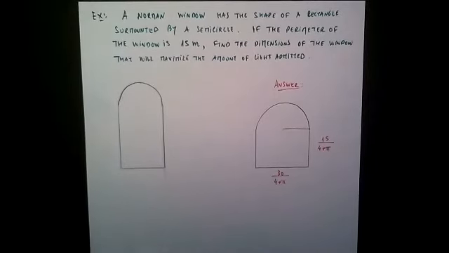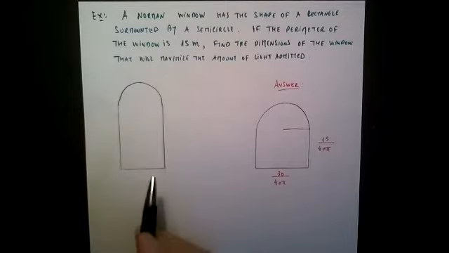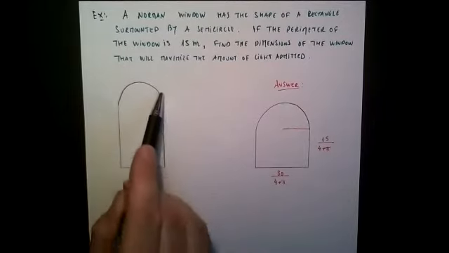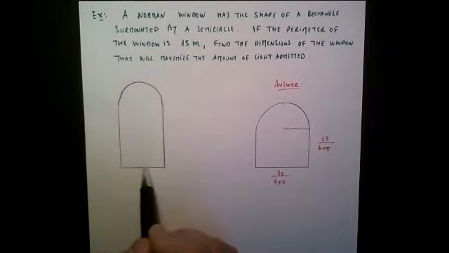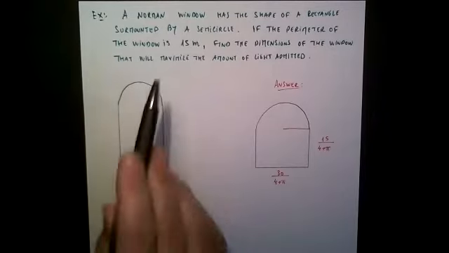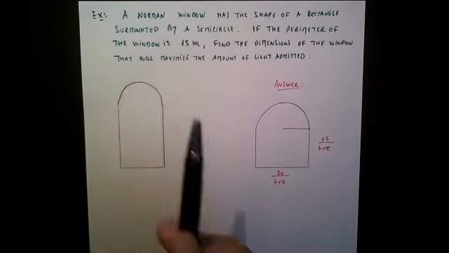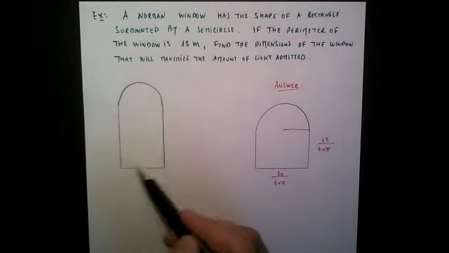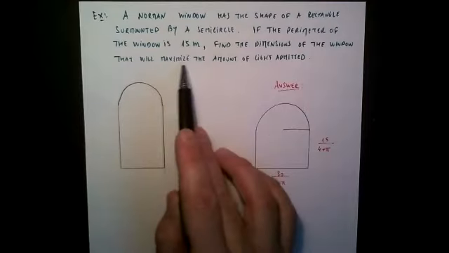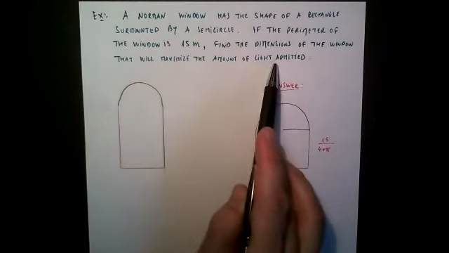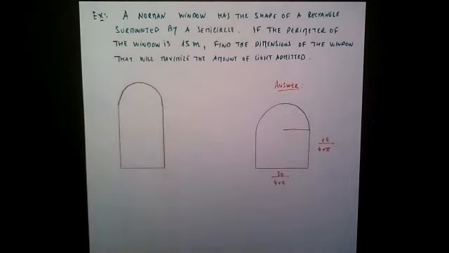Okay, so again, we have a Norman window. A Norman window is like this. It's a rectangle surmounted by a semicircle. They're telling you that the total perimeter is 15 meters. So the question is, which dimensions should I make my window so that the maximum amount of light is admitted, basically, so that the area of this shape is the greatest. That's all it is.